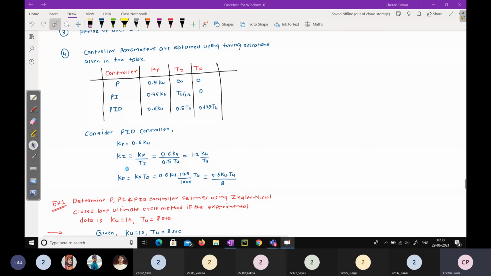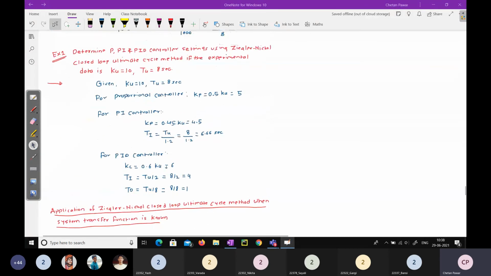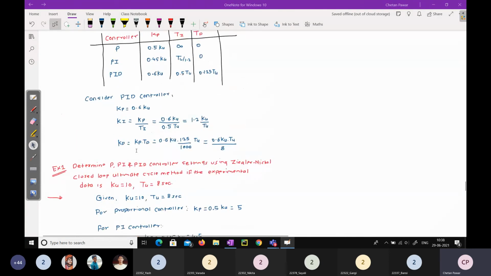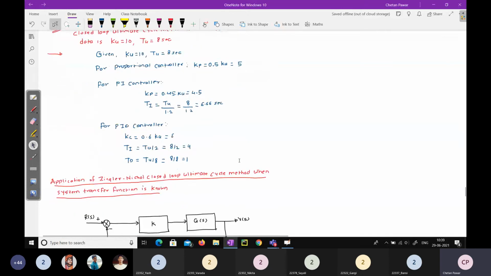Let us consider one example so we will understand the problem. Determine P, PI and PID controller settings using the Ziegler-Nichols closed loop ultimate cycle method, if the experimental data is Ku equal to 10 and Tu equal to 8 seconds. You just need to use this particular table and put in the values. Nothing difficult in it.